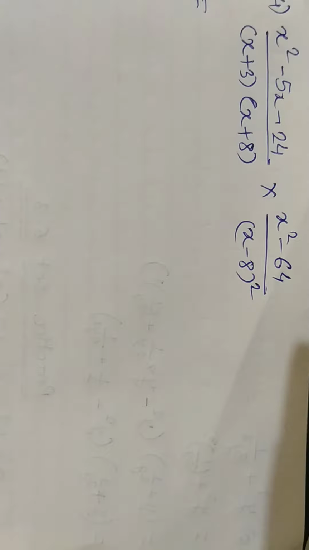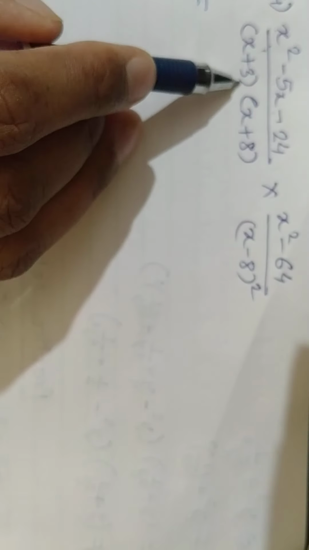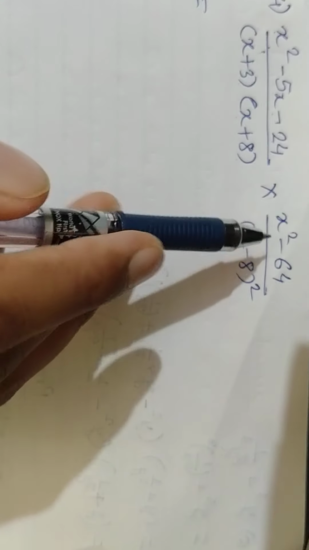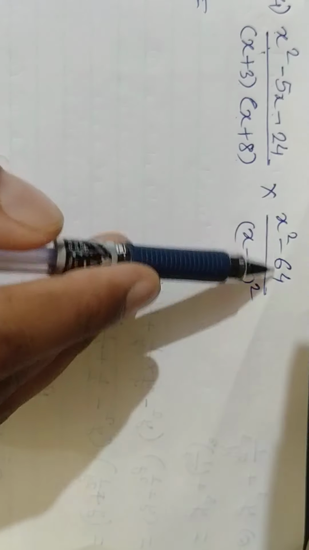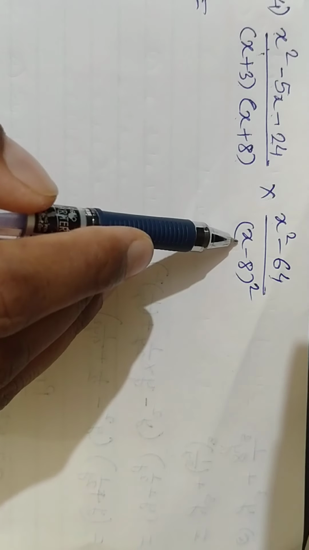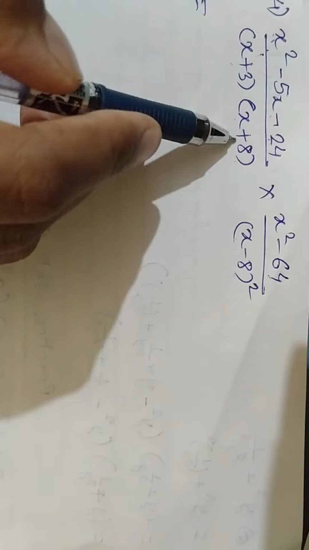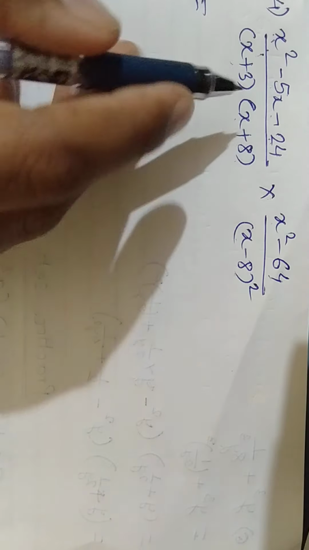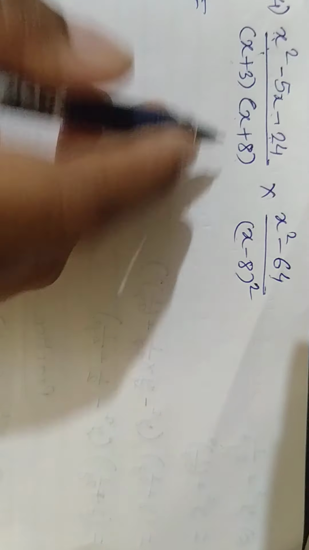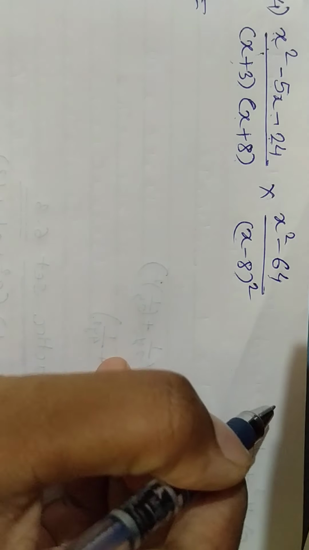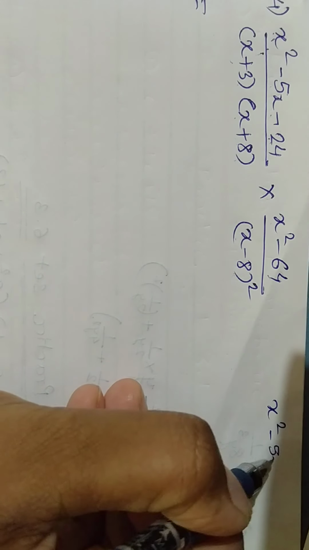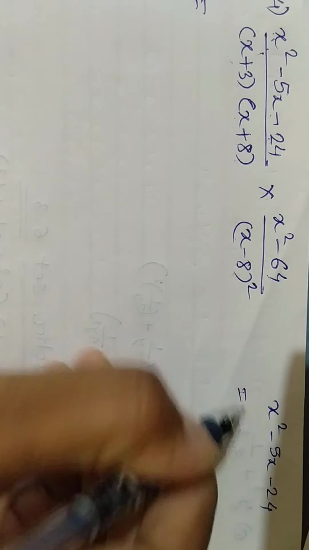Now we'll see this fourth question: (x square minus 5x minus 24) divided by (x plus 3)(x plus 8), then (x square minus 64) and (x minus 8) whole square. Now see, this first expression we can split it like this and solve it here, then put the values directly. 5x minus 24, we have to factorize this.